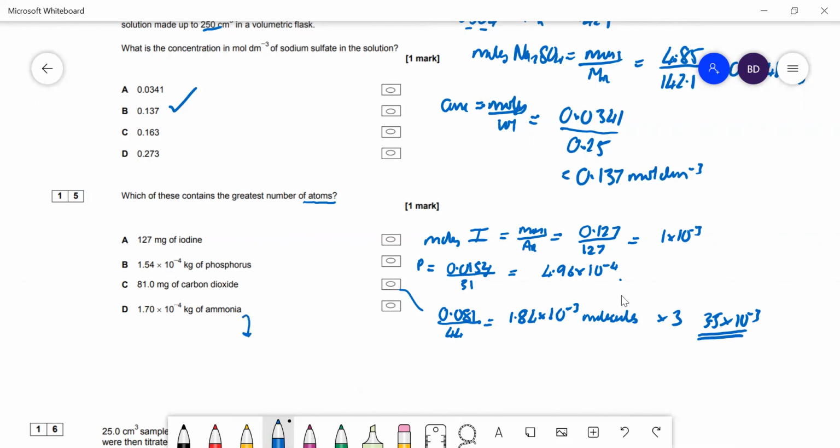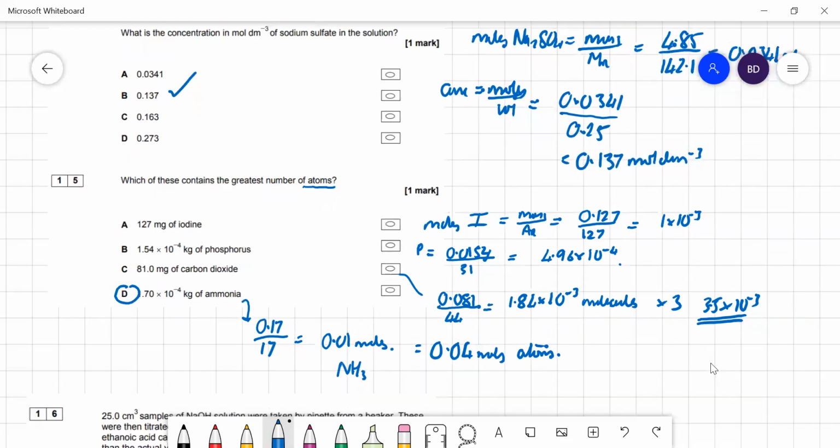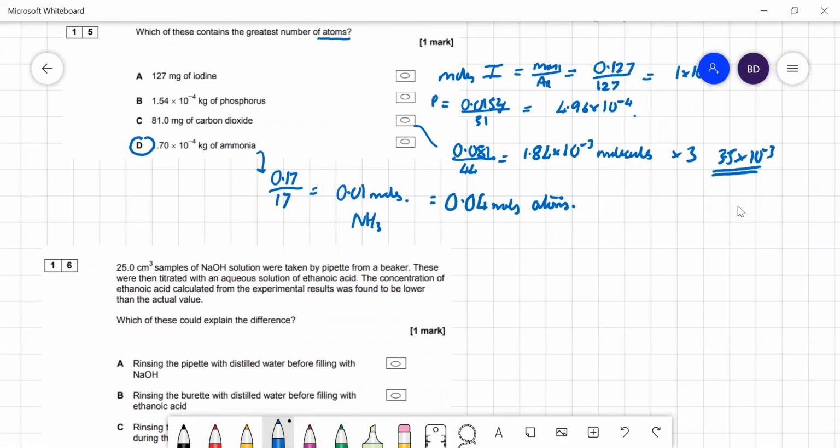Let's do ammonia. 1.7 times 10 to the minus 4 kilograms. How many grams is that? That's 0.17 grams over the Mr, 17. That gives us 0.01 moles. We're going to multiply that by 4 because it's NH3. So that's going to be equal to 0.04 moles of atoms. That's the most number of moles of atoms, so the answer is D. There's a lot of working out for your 1 mark there, really. Not very hard, but there's a lot of working out.